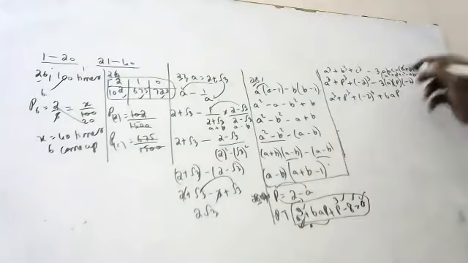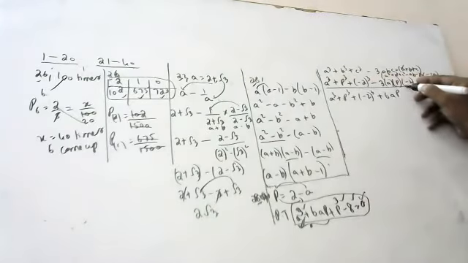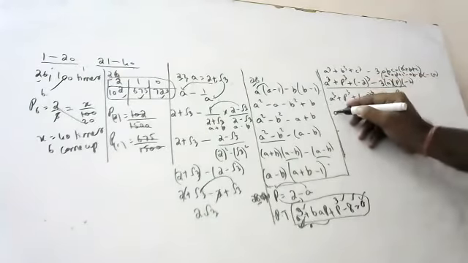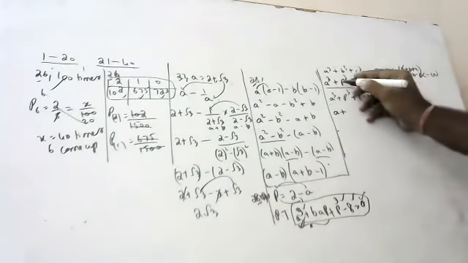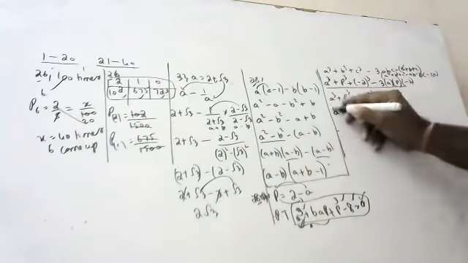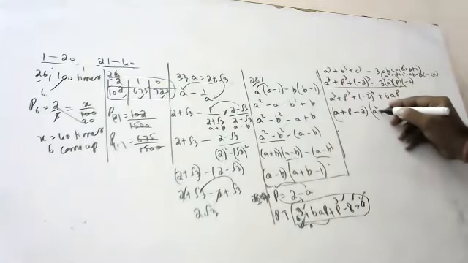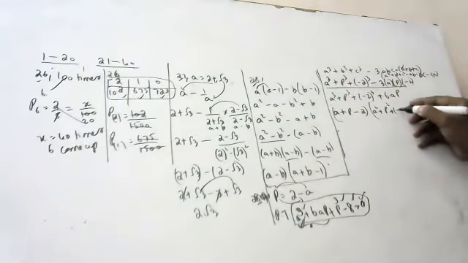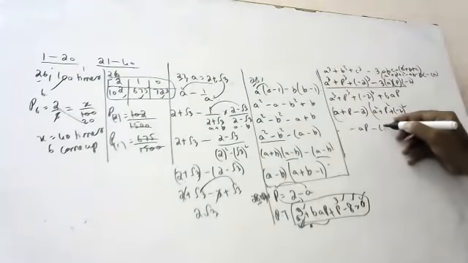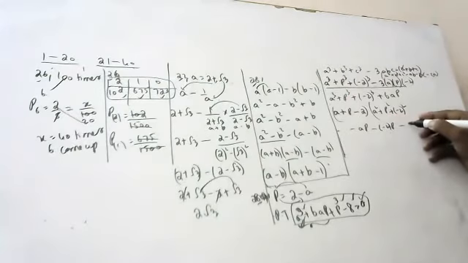So instead of a, this is there. We got this is there, children. So this we can write as (a plus b plus c) into (a square plus b square plus c square minus ab minus bc minus ca).